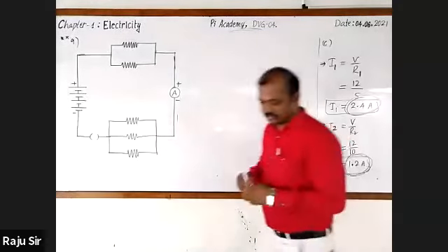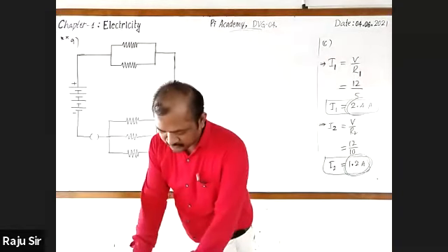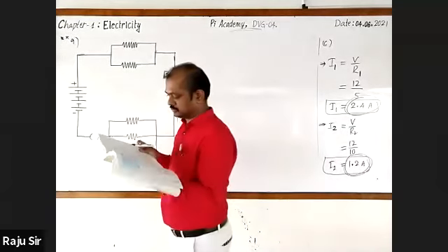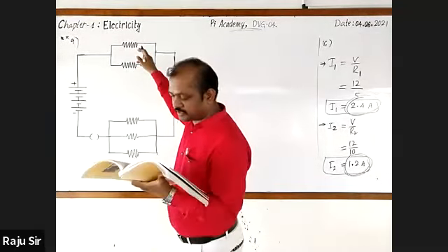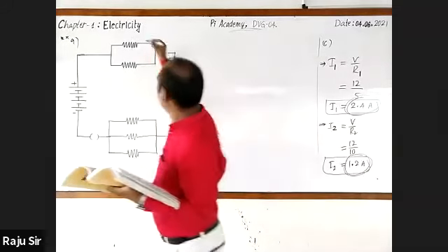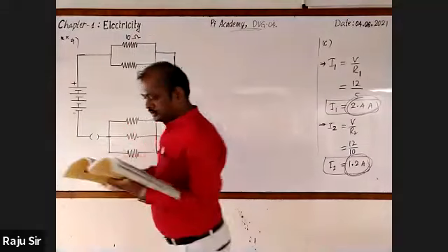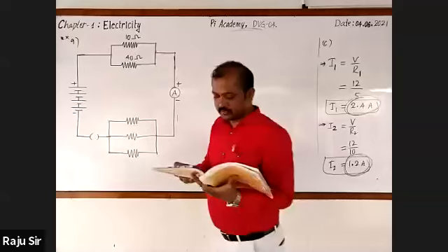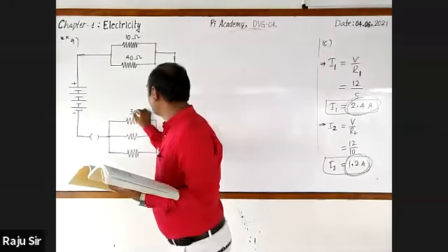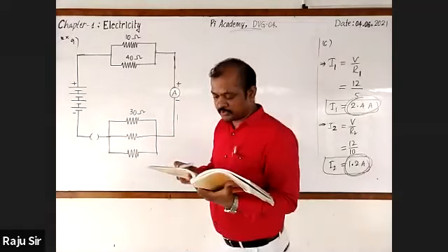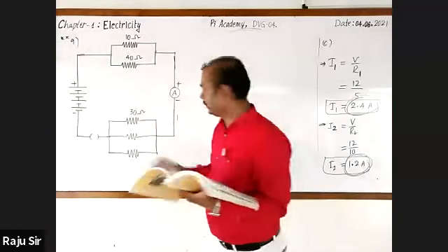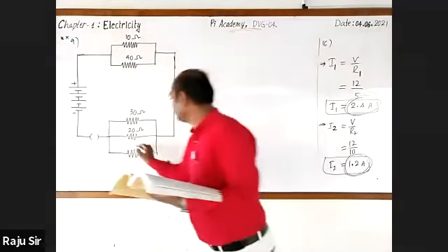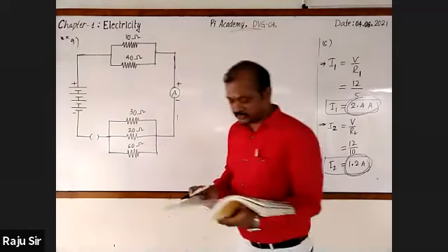Okay. Now let me give you the values. Resistance of the first resistor is 10 ohm. Second one is 40 ohm. Third one is 30 ohm. Fourth one is 20 ohm. Fifth one is 60 ohm. These are the 5 resistors.